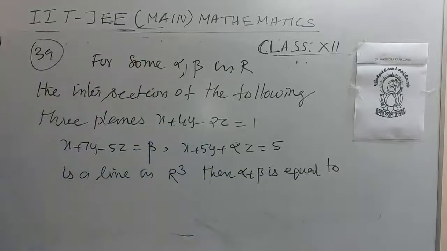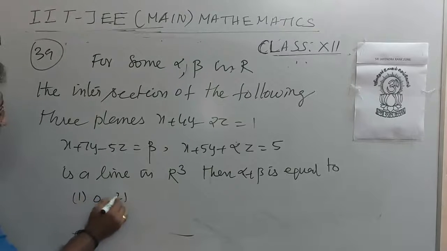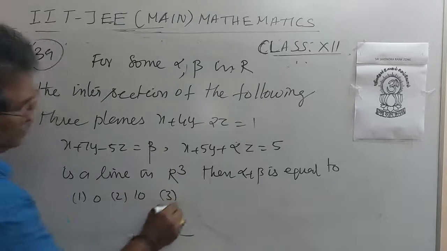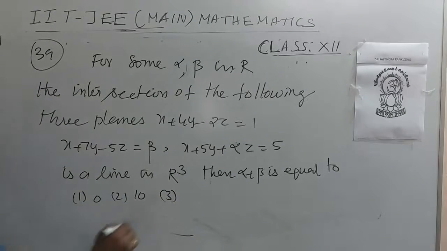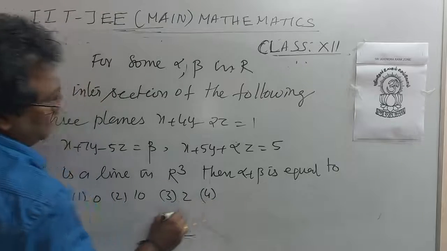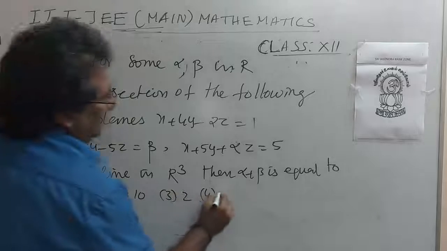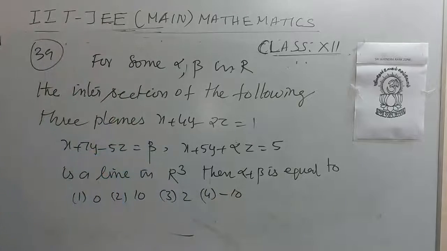Then alpha plus beta is equal to: option 1, 0; option 2, 10; option 3, 2; option 4, minus 10.